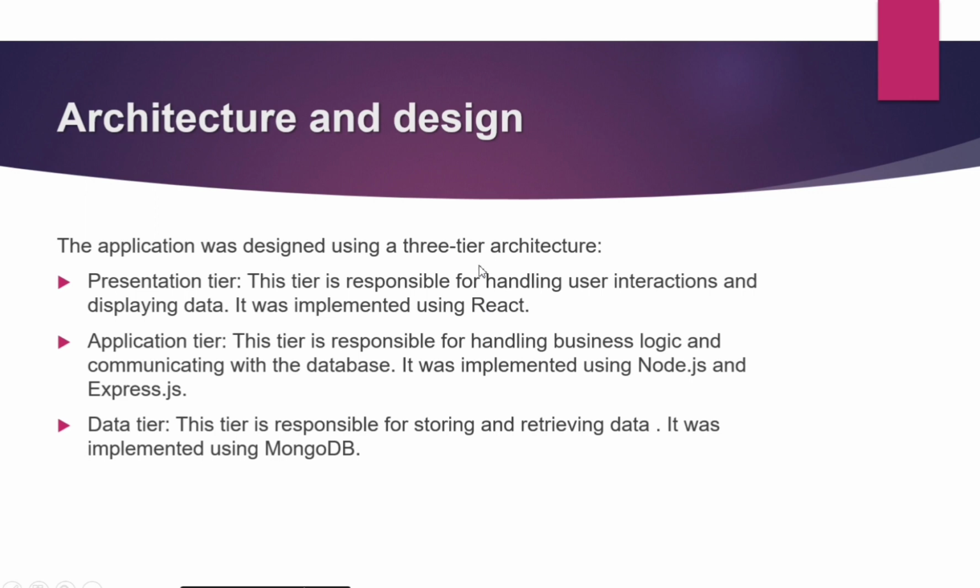Coming to the architecture and design of our website, our application is mainly designed with a three-tier architecture. The three tiers are the presentation tier, the application tier and the data tier. The presentation tier is responsible for handling user interaction and displaying data. It was implemented using React. The application tier is responsible for handling business logic and communicating with the database. The business logic we have implemented using Node.js and Express.js.